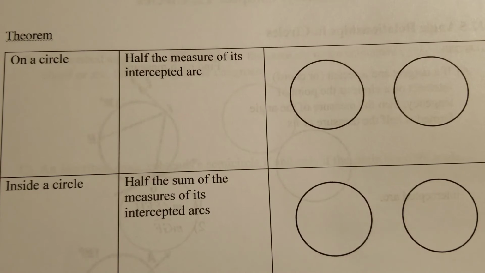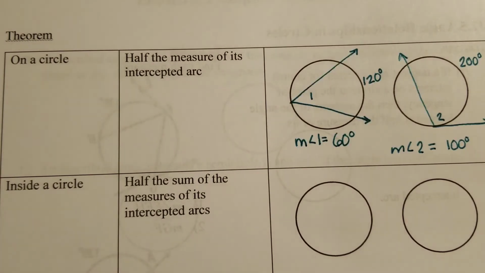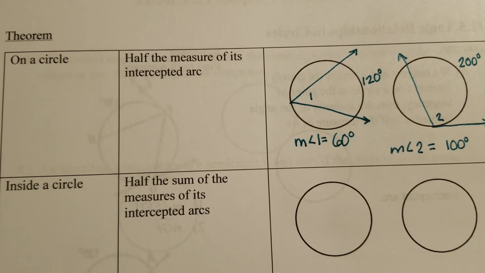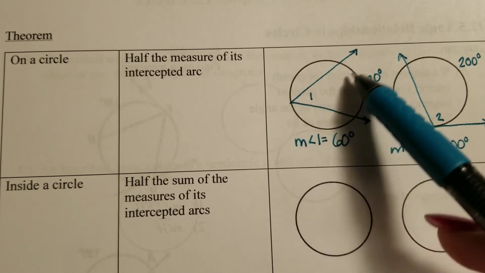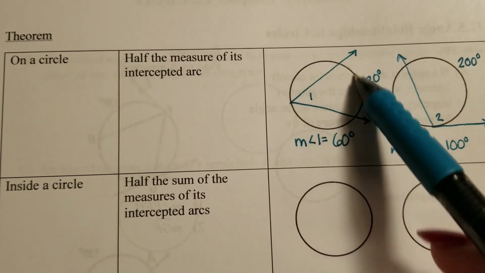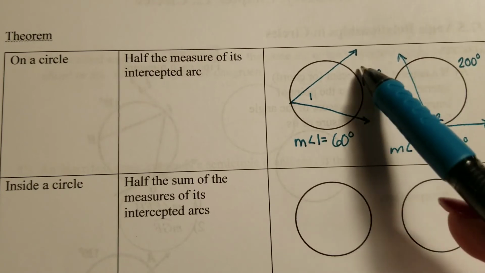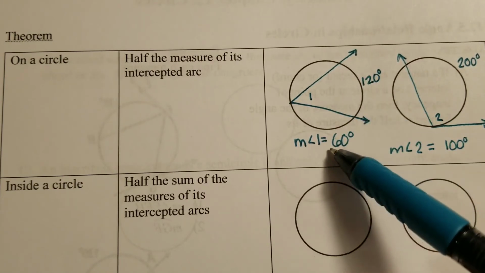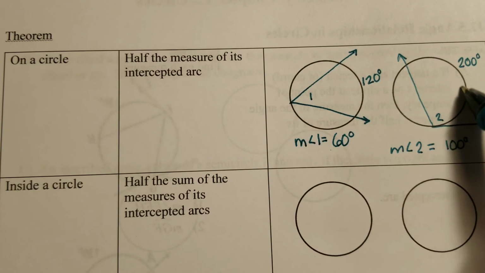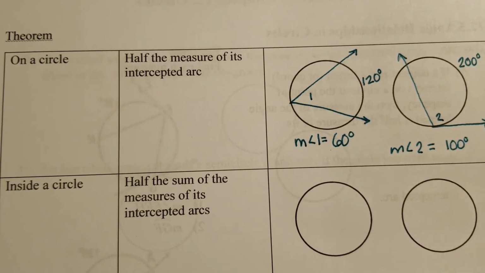Let's do a real quick review of those 3 theorems that we learned. When we have angles that are on the circle, the measure of these angles is going to be half the measure of its intercepted arc. So the intercepted arc is 120, the angle 60. The intercepted arc is 200, the angle is 100.